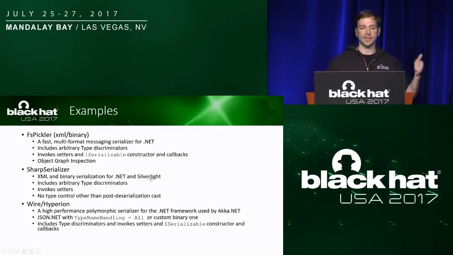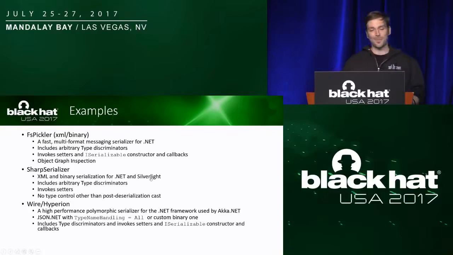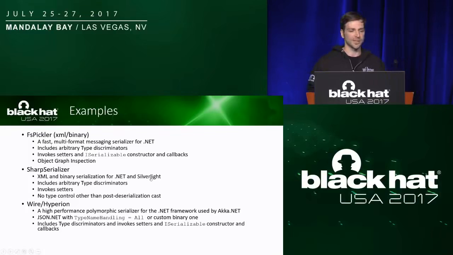For example, FsPickler and Sharp serializers are .NET serializers that work not just with the .NET Framework, but also with .NET Core, Silverlight, and Windows Mobile Phone. So developers may choose these serializers over the native ones when working, for example, in Silverlight. Both of them include type information by default. Both of them invoke setters, and FsPickler performs an inspection of the expected type object graph, so you will need to find the entry points. But Sharp serializer performs no type control at all, which means that it cannot be used with untrusted data at all.